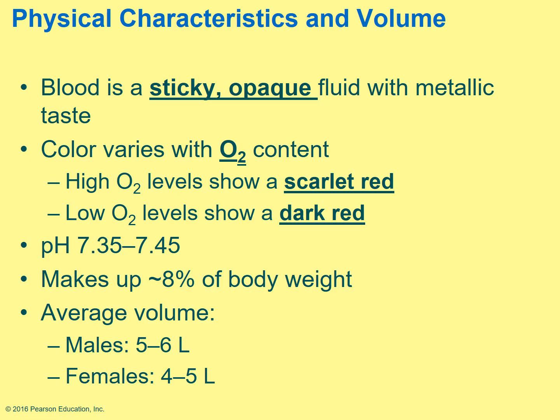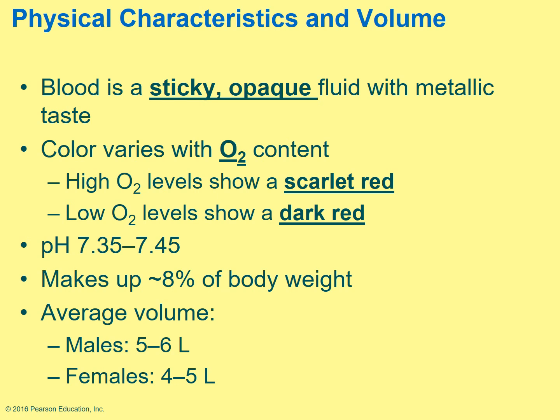In terms of the physical characteristics of blood, it's usually opaque, it's sticky, it's often described as having a metallic taste. I don't want to know how people found that out, but we'll just go with it. The color is going to be dependent upon the oxygen content. If it has a high oxygen content, then it's a very bright scarlet red. If there's low oxygen, then it actually looks like a dark red.